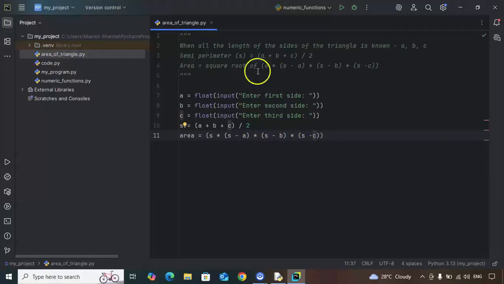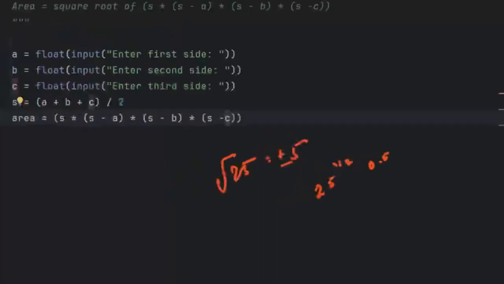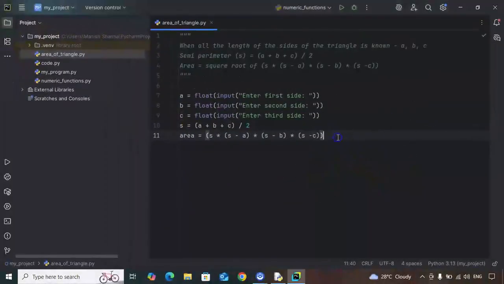Now, can we write square root? What is square root? Square root of 25 is how much? 5, plus or minus 5. Can I write 25 to the power of half or 0.5? That's what square root is. Square root is any number to the power of half or 0.5. So can I say to the power of 0.5? Yes.